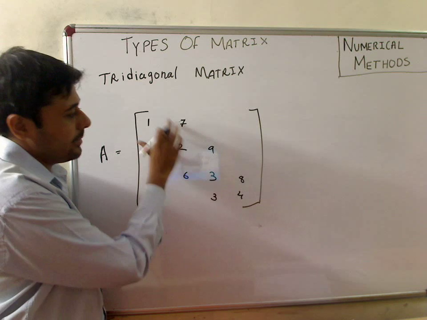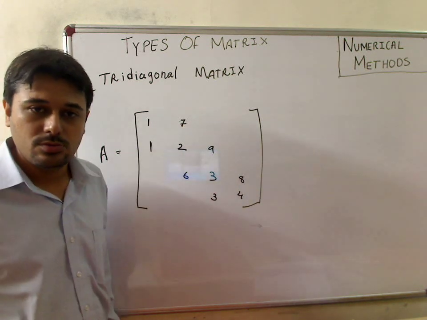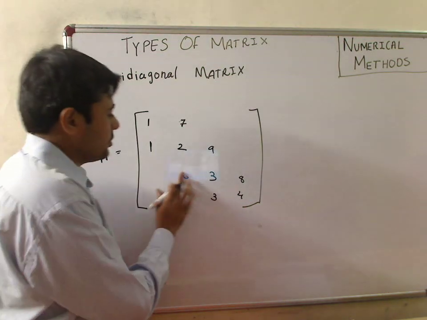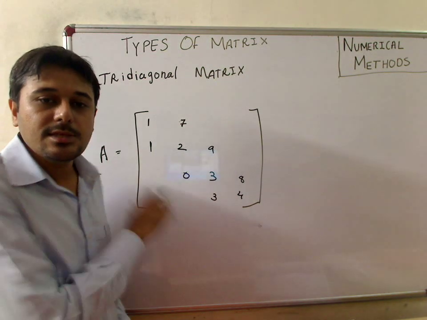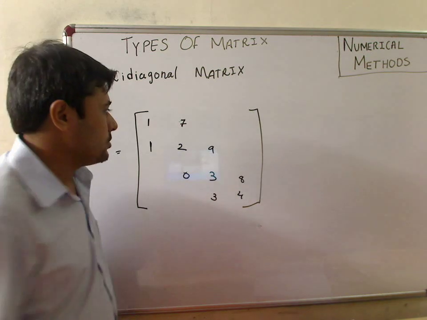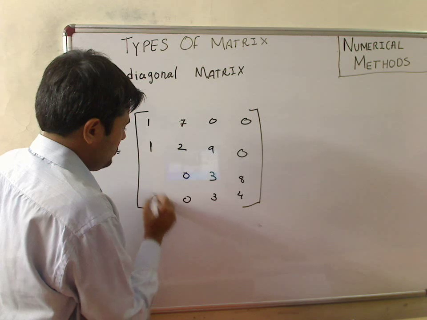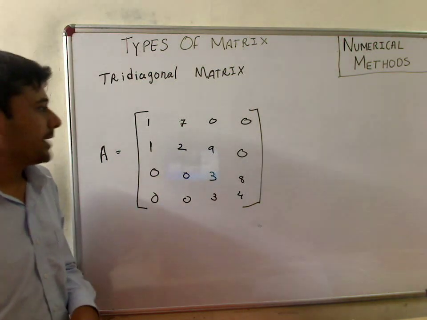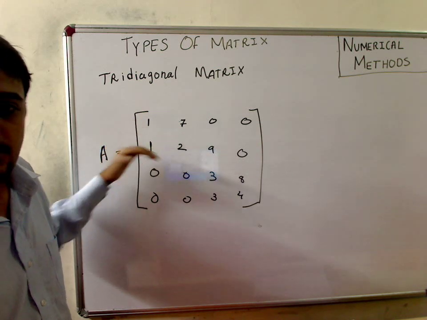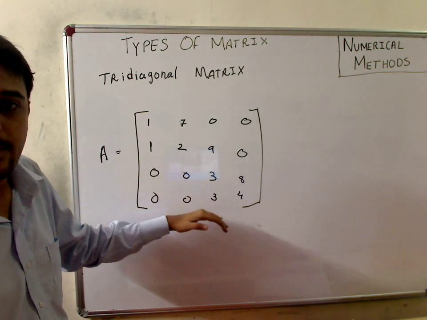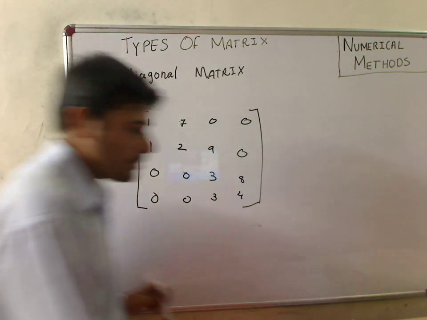Elements at diagonal, elements above diagonal, and elements below diagonal, all are non-zero, or it can be zero, any of them. But except these elements, all other elements must be zero. So in a tridiagonal matrix, all elements are zero except diagonal elements and elements above diagonal or elements below diagonal.